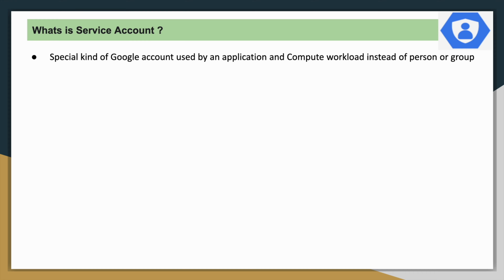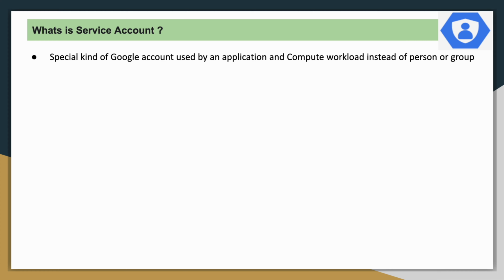A service account is a special kind of Google account used by an application or compute workload, instead of a person or group. A person can be a human, and a group can be a group of humans, whereas a service account is a robot identity. You will grant the necessary IAM permission to the service account, and this account can access the required Google Cloud Platform resources to accomplish a given task.